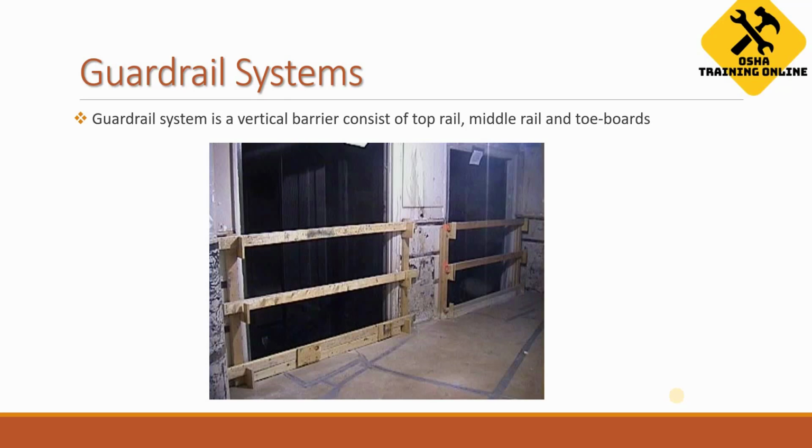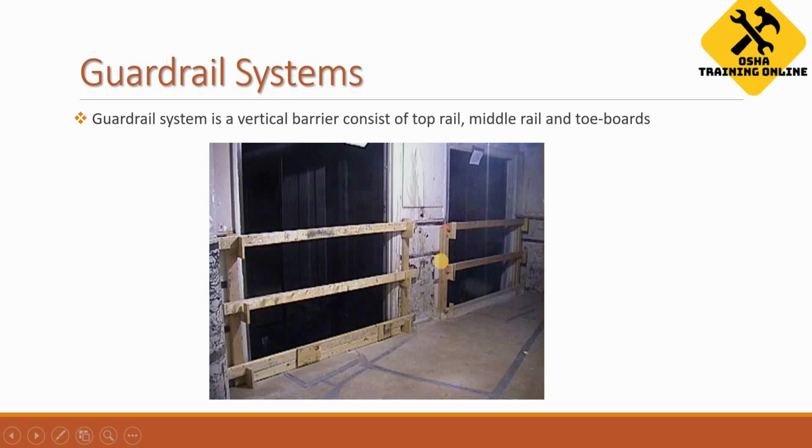A guardrail system is basically a vertical barrier consisting of a top rail, mid rail, and toe board. In the picture, you can see that this is a barrier, a barricade which has been made. This is the top rail, this is the mid rail, and this is the toe board. So this combination is called a guardrail system or guardrail barricade.